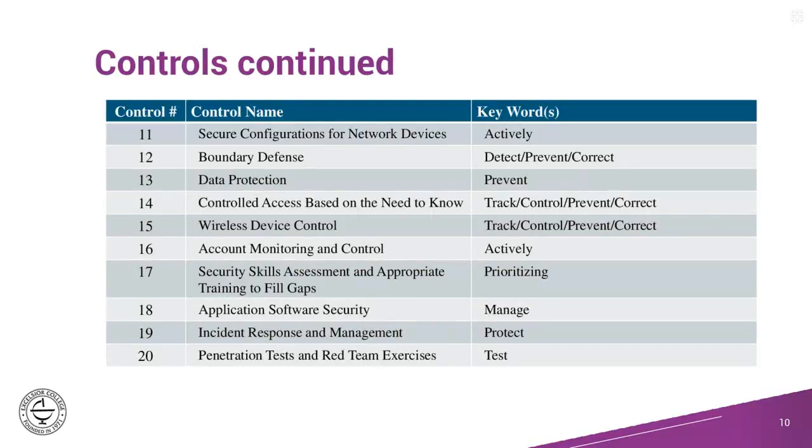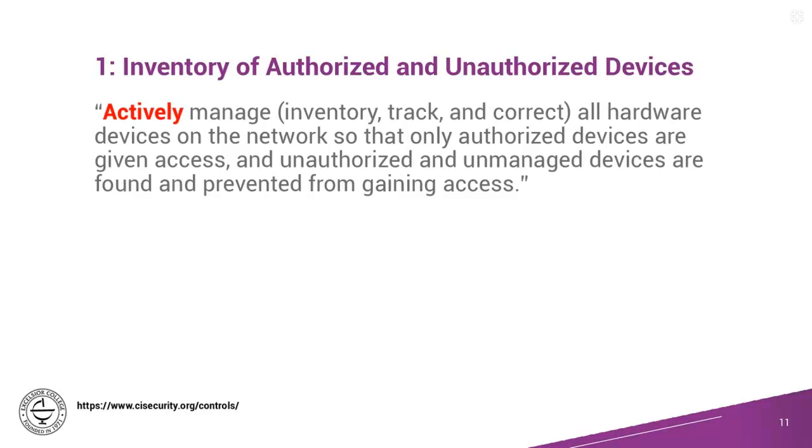So under data protection, number 13, the keyword is prevent. Prevent any loss. You have to look at data protection in its entirety. It's not just encryption. Okay, so if we look at the definition, here's the inventory of authorized and unauthorized devices. Actively manage all hardware devices on the network so that the only authorized devices are given access.